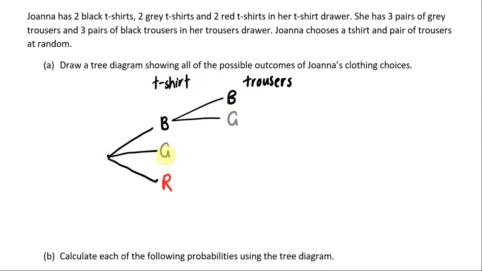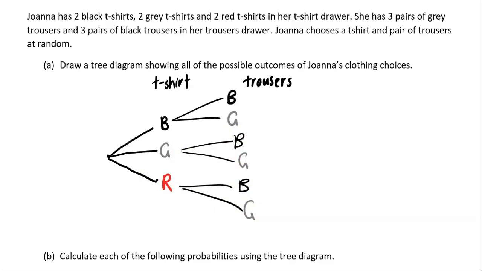So let's say Joanna chose a grey t-shirt first. Her possible outcomes for trouser choices are, once again, B for black and G for grey. 2 choices, black and grey. And if she chose a red t-shirt first, again, she's got 2 choices, black or grey. The trousers are not changing, the same trousers in the drawer, no matter what t-shirt she chooses.